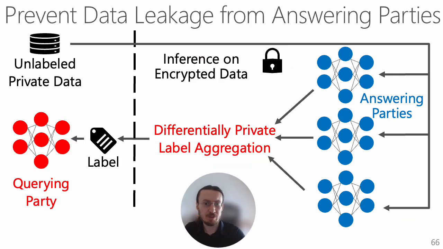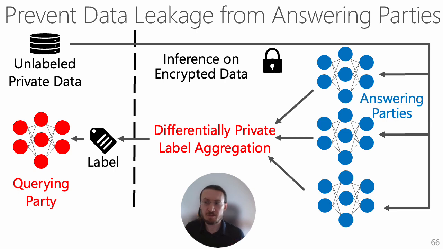Next, in Capsi, we use differential privacy, as in the PATE framework, to aggregate the labels returned from the answering parties. This prevents data leakage from answering parties, and here we have to remember that in Capsi we operate on labels instead of gradients. So to release the labels to the querying party, we use the PATE framework.